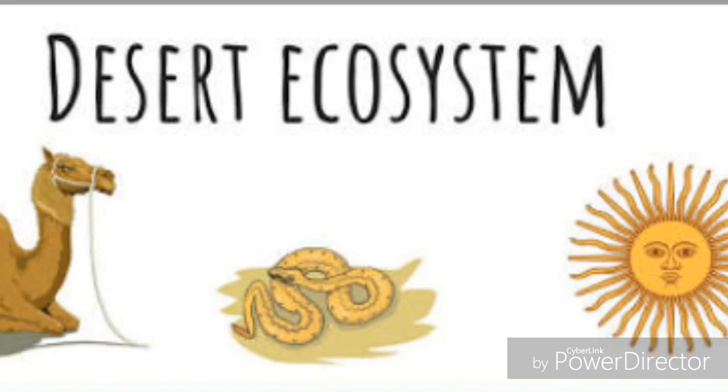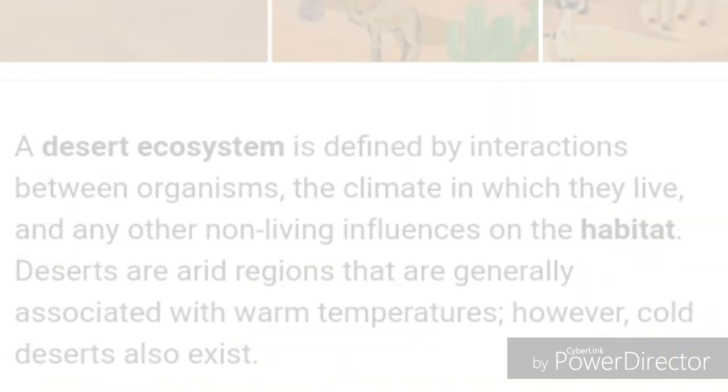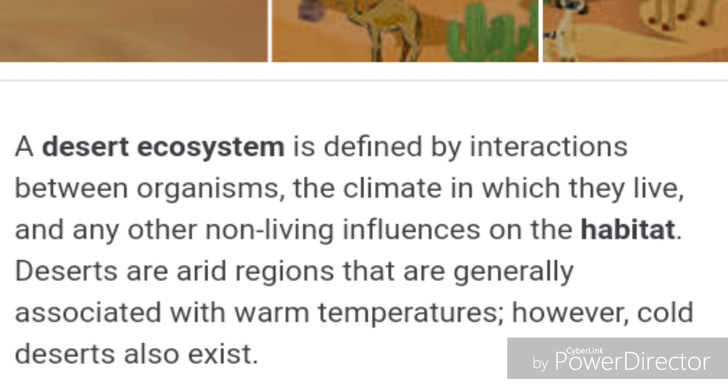Now let us learn about desert ecosystem. In a desert, there will be scarcity of water and high temperature. So there will be tough living conditions and the animals and plants which survive in a desert have to adapt to those extreme hot and arid conditions.